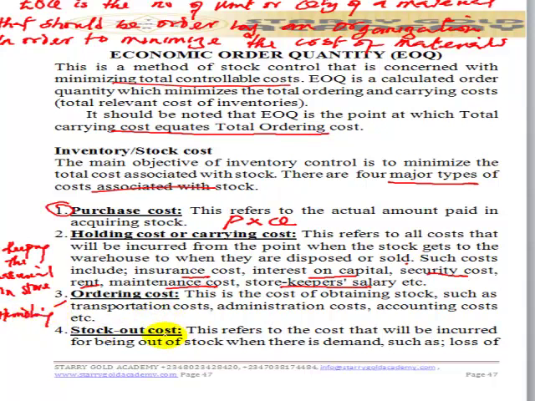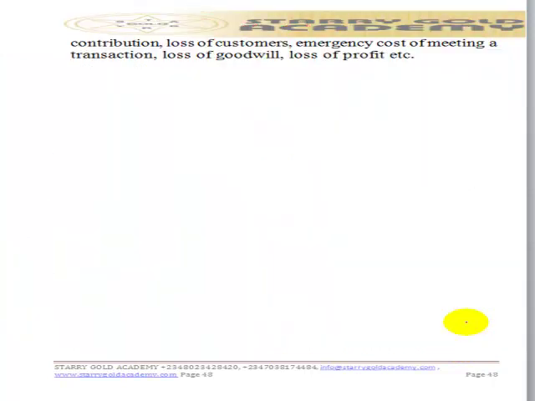Then we have stock out cost. The stock out cost refers to the cost that will be incurred for being out of stock when there is demand. That is, when the company runs out of inventory, it will be the cost they will incur for such a situation. Then the cost that the organization will have to incur is they are going to lose contribution that could have been earned if demand was successful.